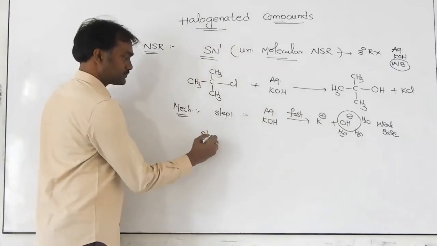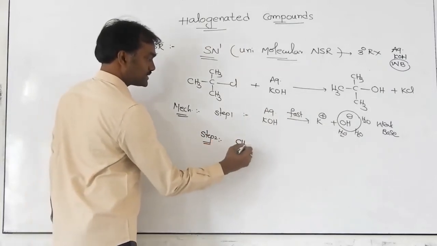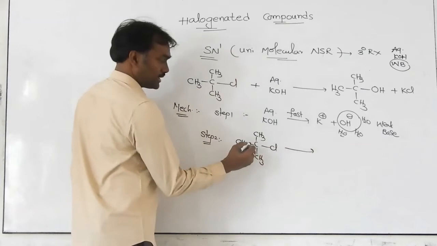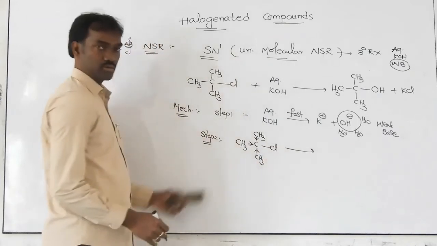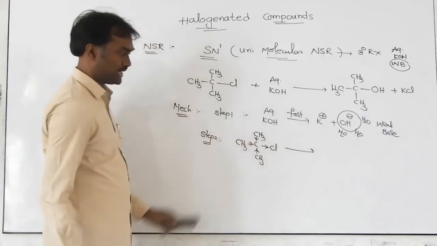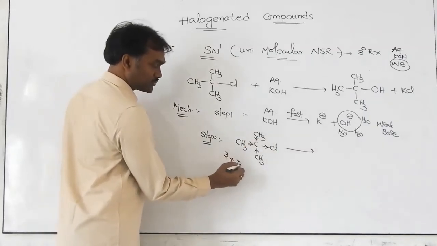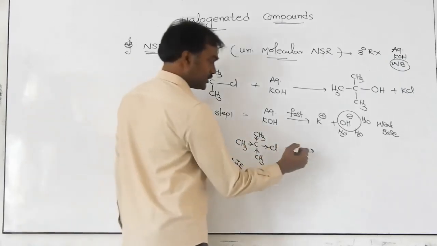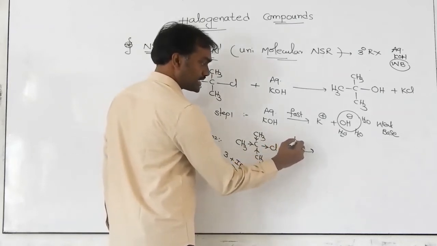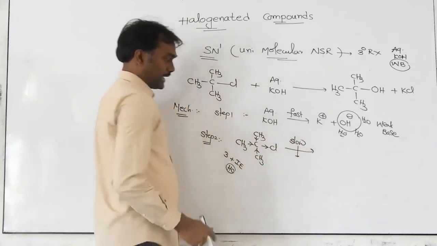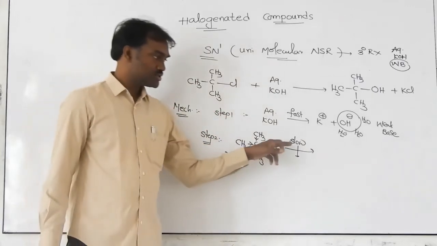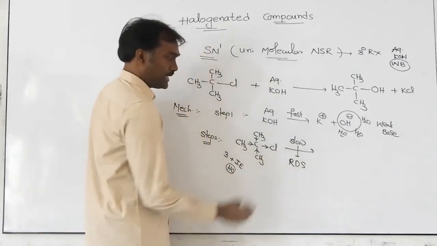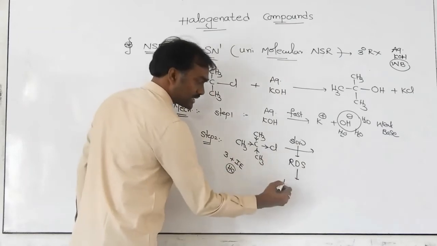Next, step 2. You take (CH3)3CCl. Here, 3 methyl groups are donating groups, so chlorine is coming outside. Three plus inductive groups; you can take hyperconjugation also. That is eliminated, so the bond is breaking. Bond breaking takes place at a slow rate. In any step of a mechanism, the one moving at a slow rate is called the rate determining step. In the rate determining step, how many reactants are participating?